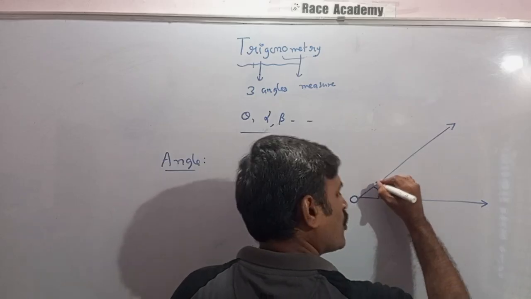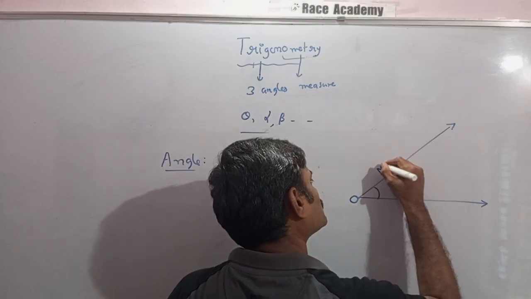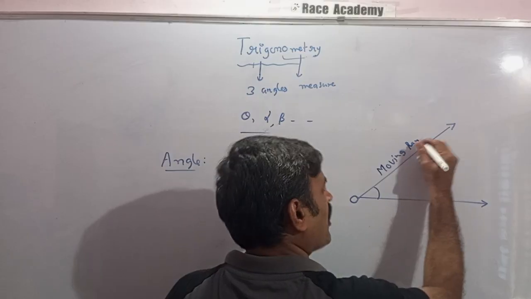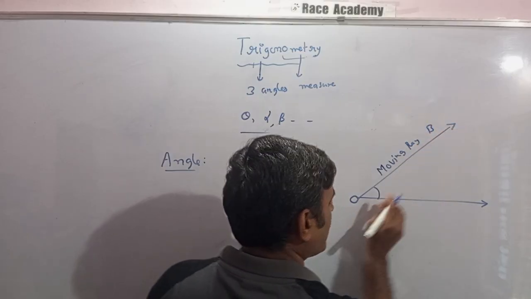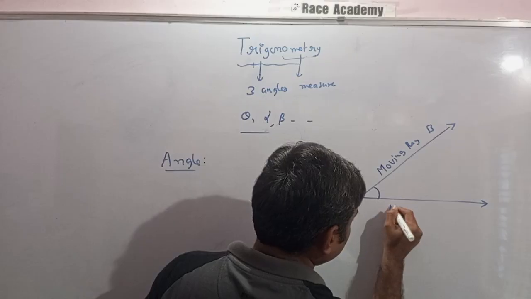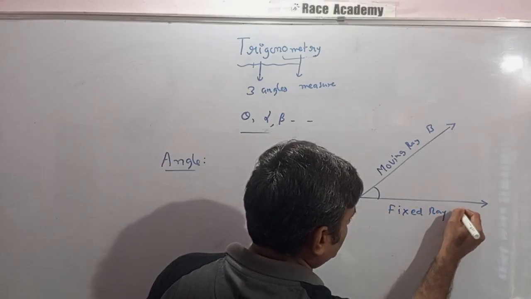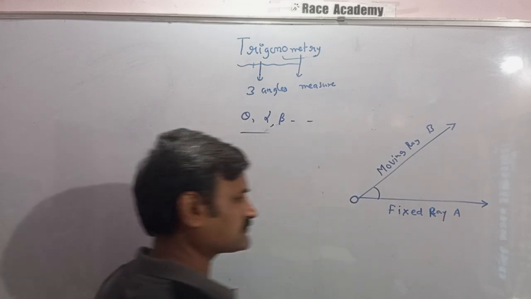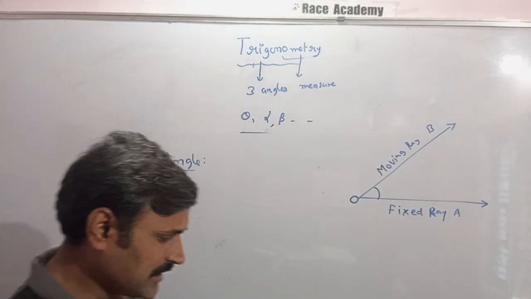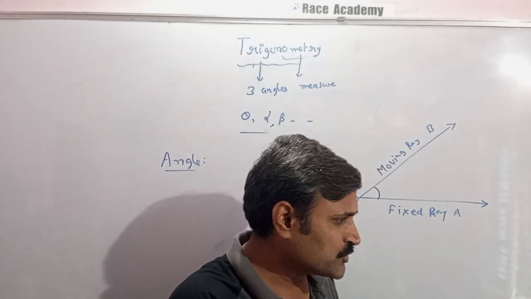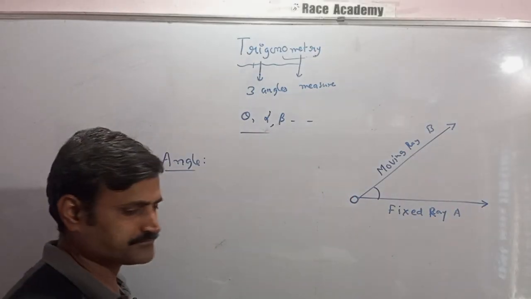This is actually the moving ray. This is called the moving ray. You call it B, and this is the fixed ray. You call it A. In between, the joining point is usually called the angle.